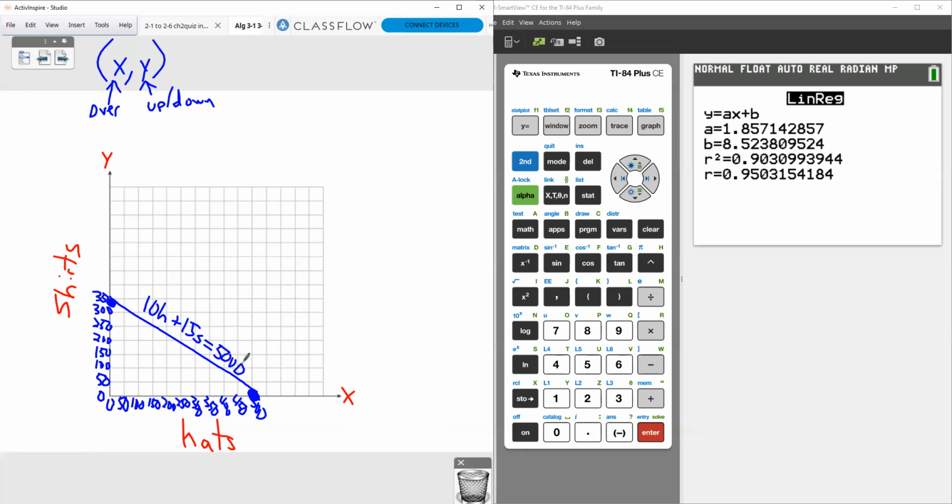So I labeled my axes, I labeled my line, I have nice consistent numbers, and that's what you have to do. Be very, very careful with that graph. Your quiz looks exactly like those questions.